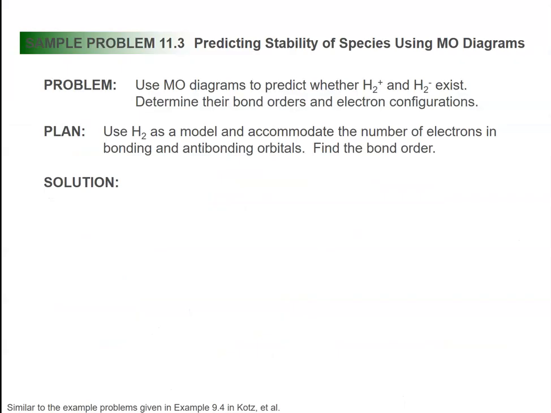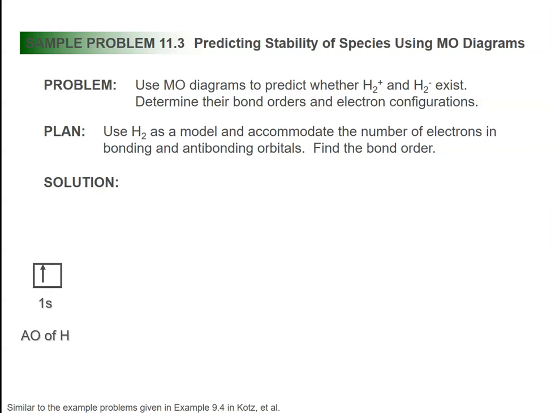This is a sample problem in another textbook I used before we adopted the current textbook, but it's similar to the example problems given in example 4 in your textbook. Here we're asked to use MO diagrams to predict whether H2 plus and H2 minus exist. We'll do that by determining their bond orders and electron configurations. We'll use H2 as a model and figure out how many electrons we put in the bonding and the antibonding orbitals, and then we can use that equation to find the bond order.